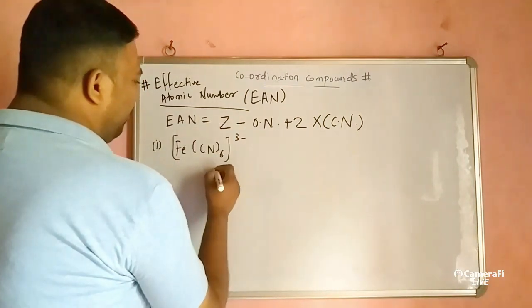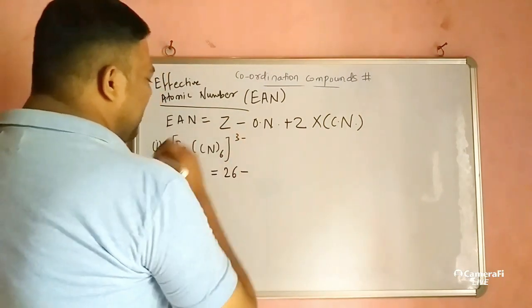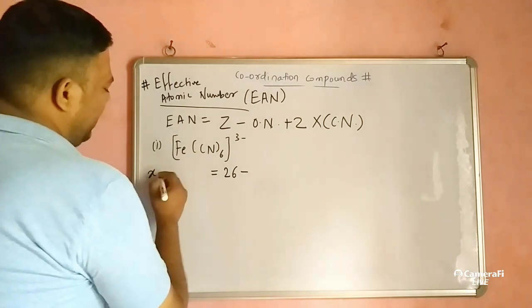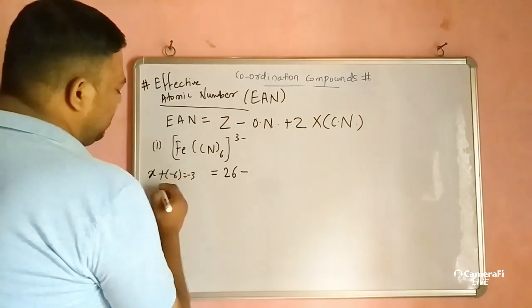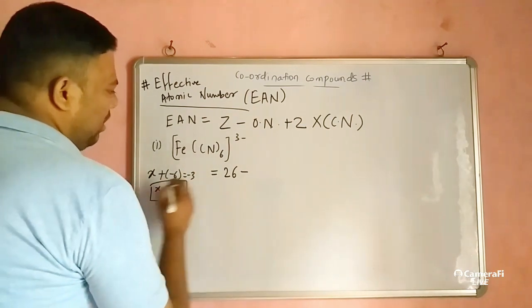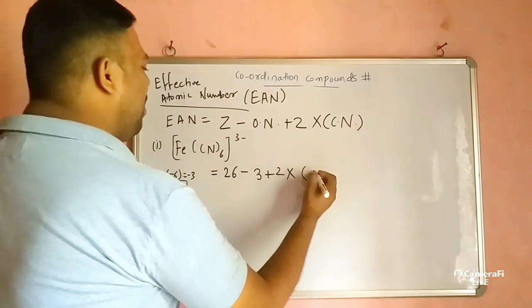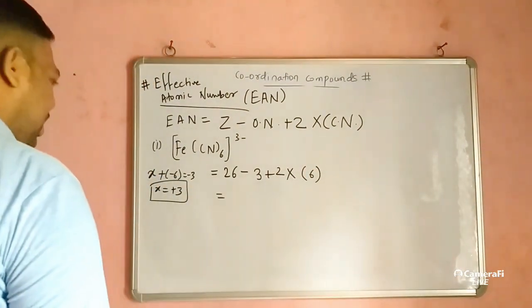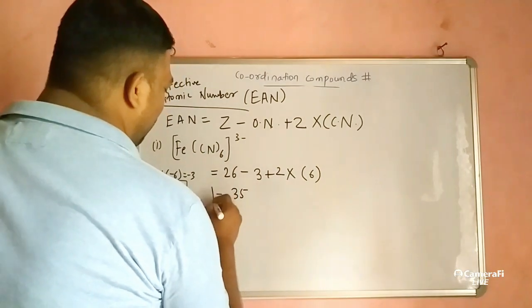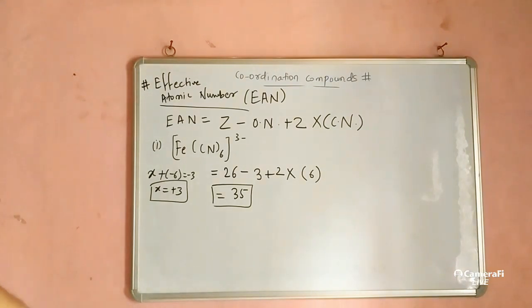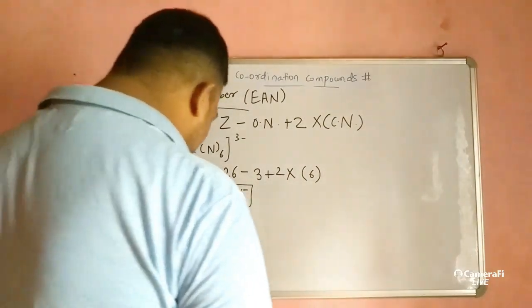So we put Z as 26, minus oxidation number. For [Fe(CN)6]3-, we can write x plus (-6) is equal to -3. Therefore x is equal to +3. So 26 minus 3 plus 2 into coordination number 6. How much will you get as the answer? You will get 35. That is the EAN, the effective atomic number of this complex.